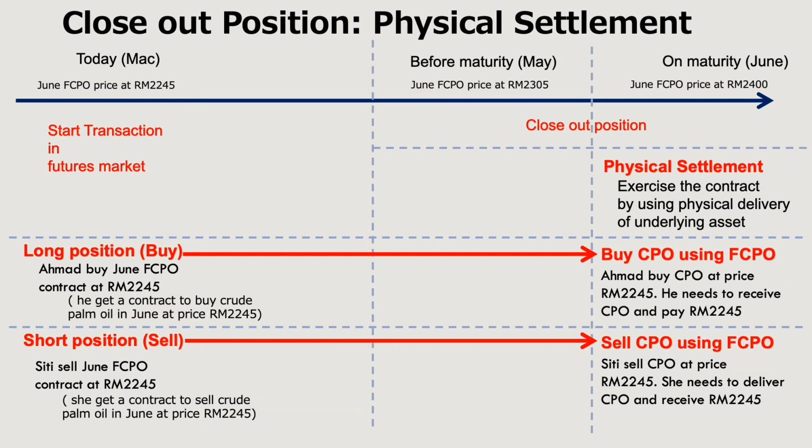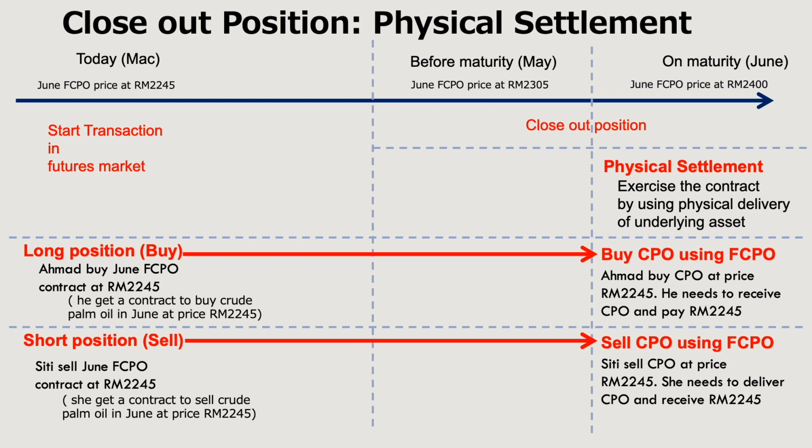The second type of settlement is the physical settlement. What is physical settlement? Physical settlement, you exercise the contract by using physical delivery of underlying asset. Okay, we can look at example for Ahmad. Ahmad start his transaction in futures market in March, where Ahmad buy June crude palm oil futures contract at price RM2245. So if you still remember, when Ahmad start in futures, he take long position or he buy futures contract.